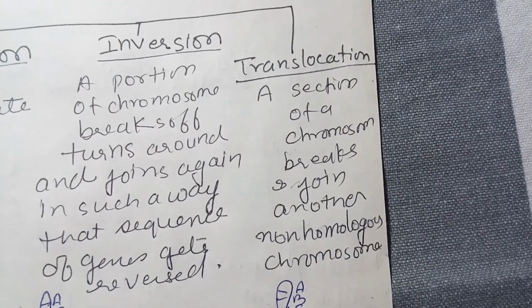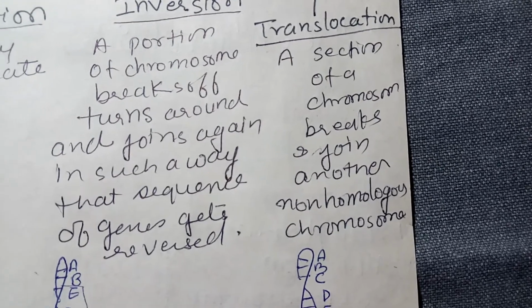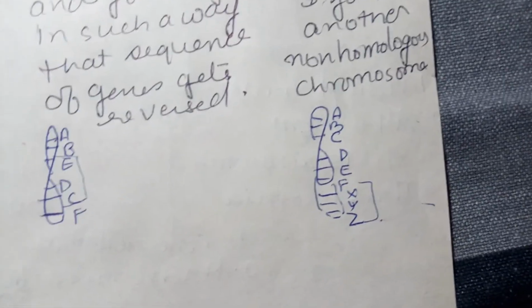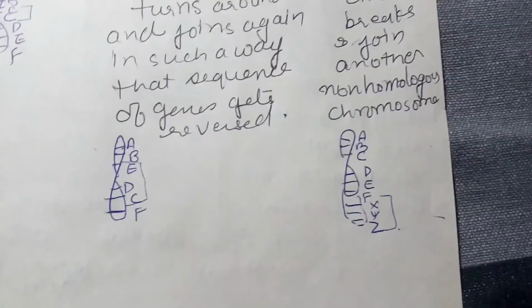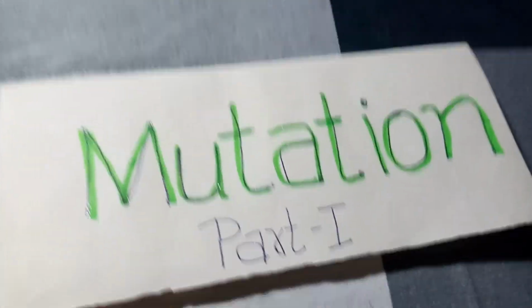Now translocation, a section of a chromosome breaks and joins another non-homologous chromosome. So from some other chromosome X, Y, Z is added. Okay, so this is called chromosomal mutation. So this is all about mutation.